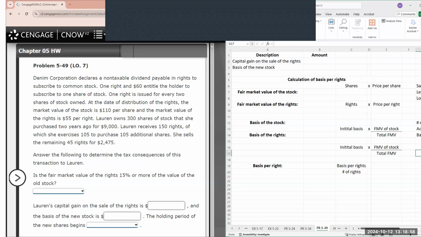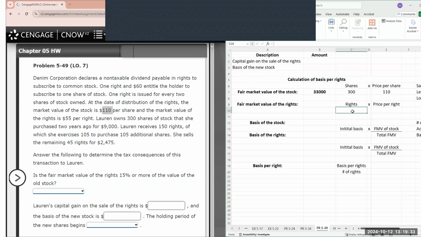So we're going to look at this information. We'll start off with the fair market value of the stock. How do we determine it? So it says that she owned 300 shares. So there were 300 shares. And it lets us know that the price per share was $110 per share. All right, so that gives us 300 shares times 110. That gives us 33,000.